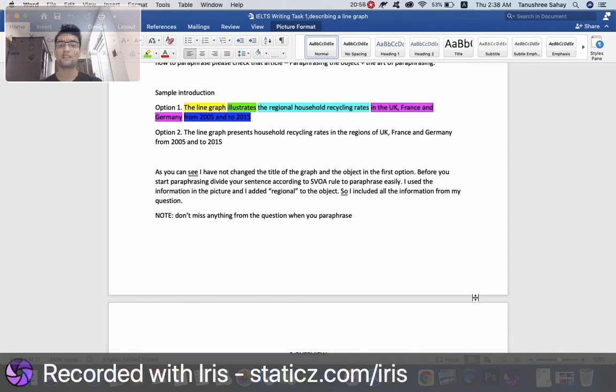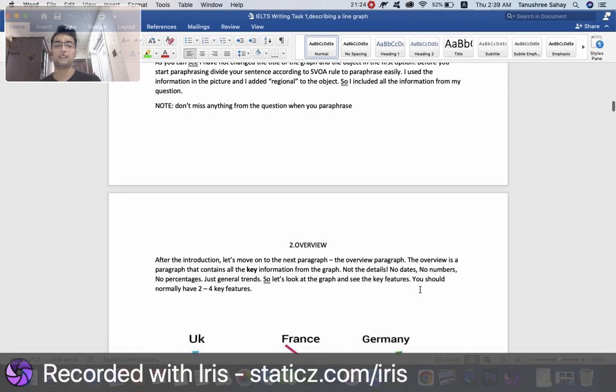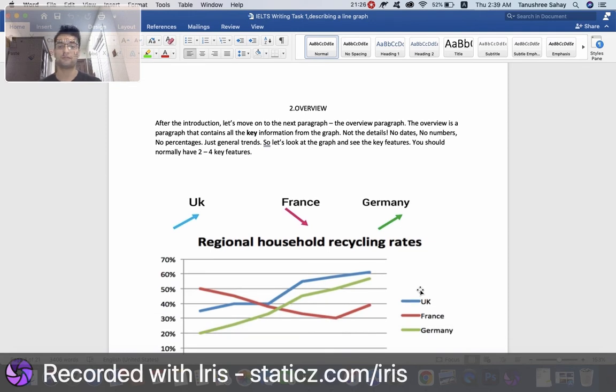So please do not miss anything from the question. You've done this before. You've missed some parts, some important information in your paraphrased question. So please don't do that. If you have numbers, just write down and paraphrase the numbers, but numbers must be there. Names must be there. So you cannot just miss them in your paraphrased introduction sentence. Well, easy peasy breezy. This is your introduction, and next part is overview.